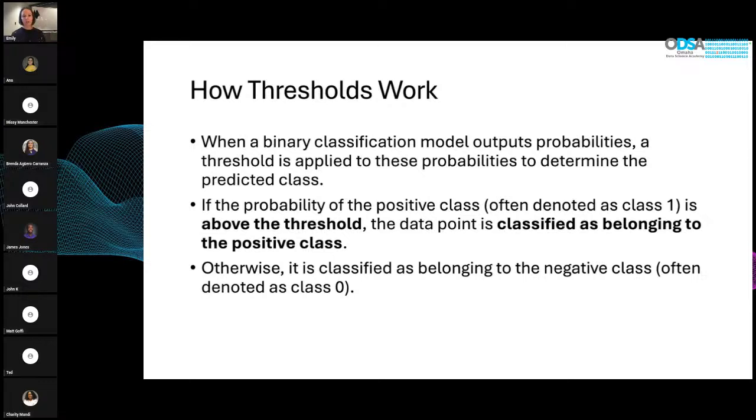I should have put in here the default for most, if not all, machine learning algorithms. I don't want to say all because I could technically be missing something, but the default threshold for most machine learning algorithms is 0.5. So anything above 0.5 is a 1, anything below 0.5 is a 0. There are reasons why you might want to change that, but that's the default setting.